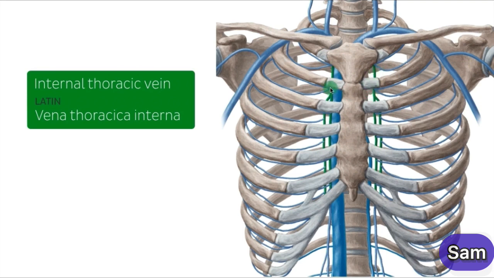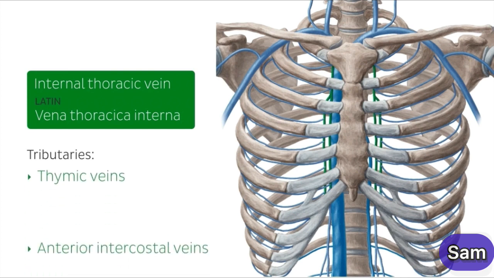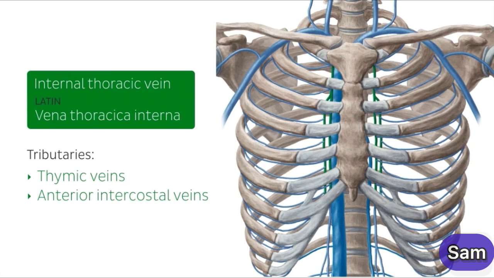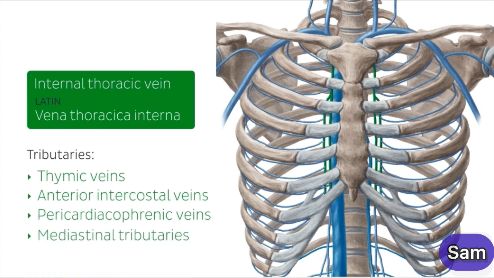And the internal thoracic veins receive tributaries from the thymic veins, which drain the thymus, the anterior intercostal veins, which drain the anterior intercostal spaces. And note that there are 2 anterior intercostal veins in each intercostal space. The pericardiacophrenic veins, which accompany the pericardiacophrenic arteries from the base of the diaphragm and the pericardium, the mediastinal tributaries, which are small veins from the mediastinum, and the musculophrenic veins, which accompany the musculophrenic arteries.